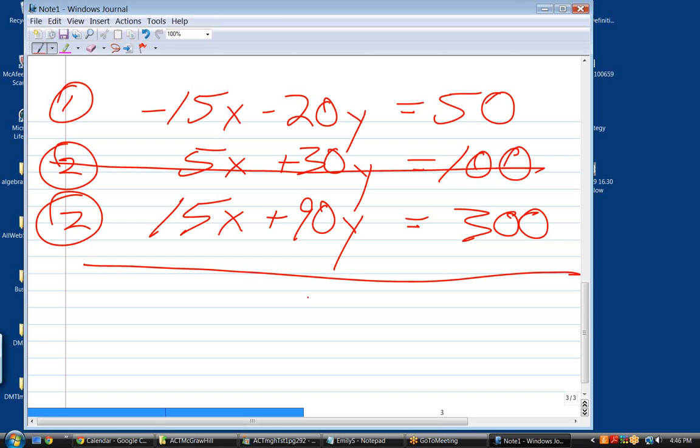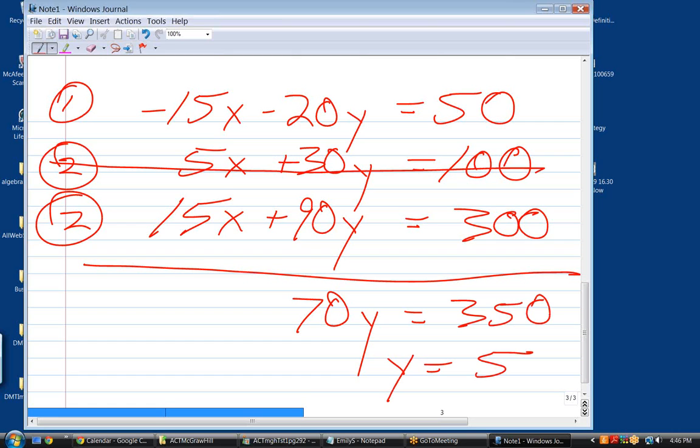We get, no. The x's cancel. We get 70y equals 350. Oh, no, subtract. Okay, and that tells us y is 5.